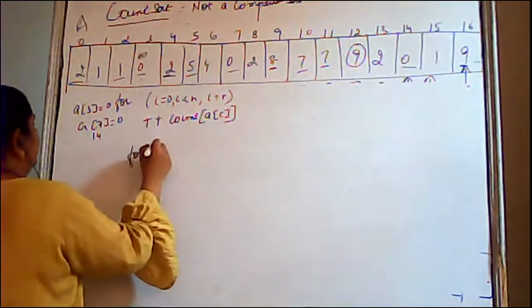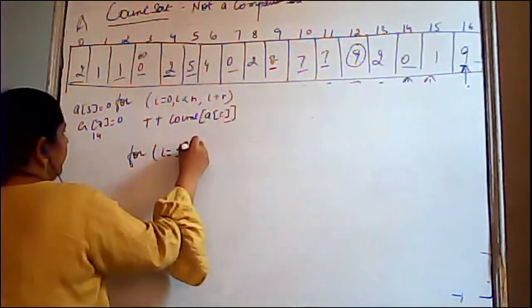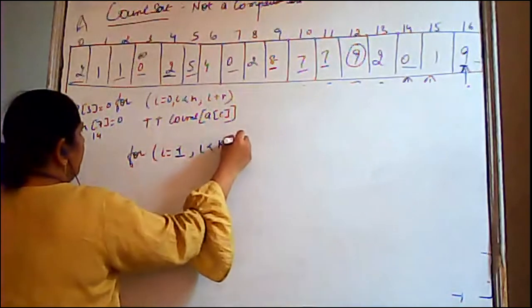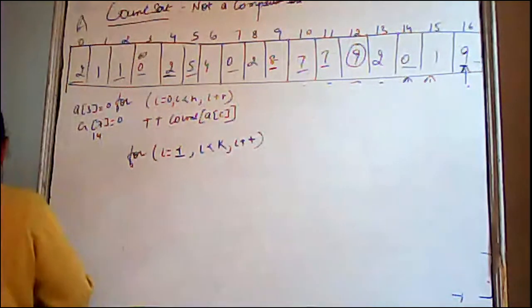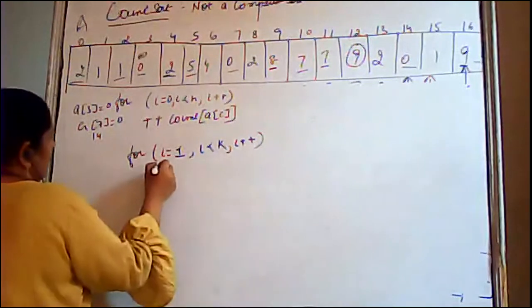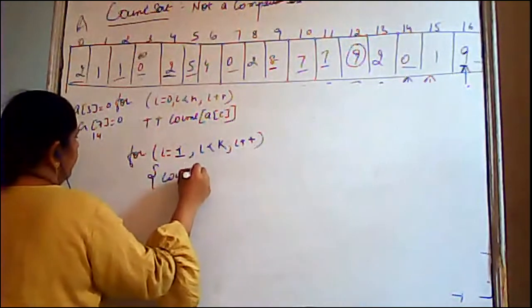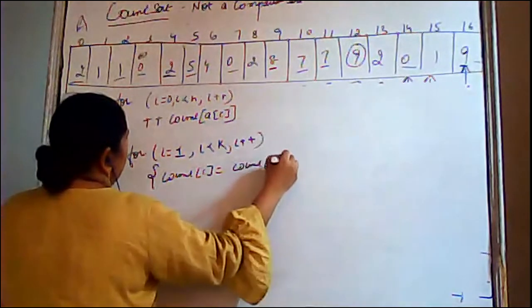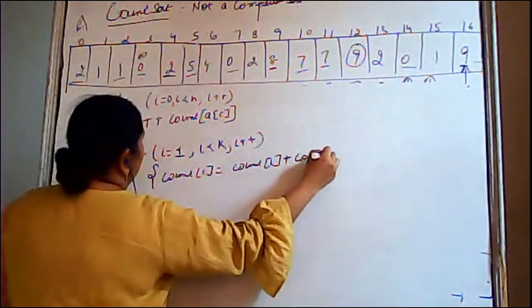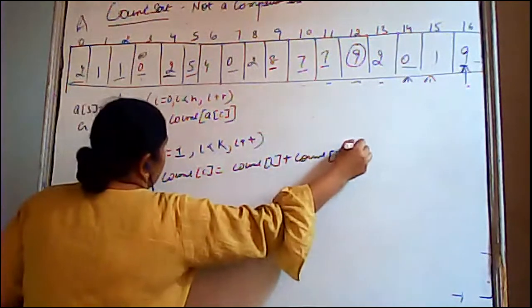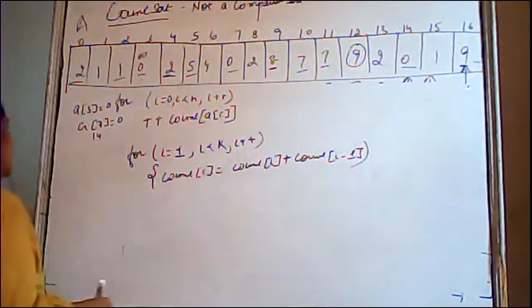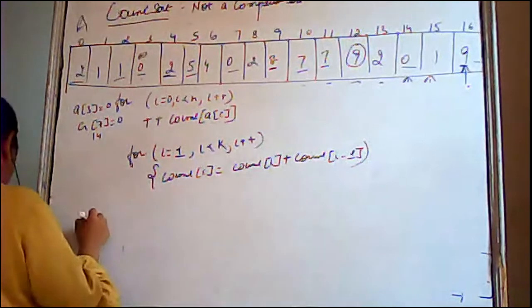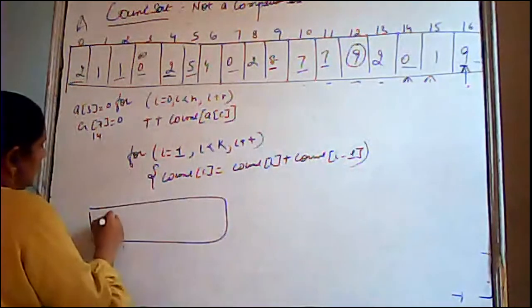Now for I is equal to 1, I less than k, I plus plus. What we are doing is: count of I is equal to count of I plus count of I minus 1. This is the cumulative frequency array where we are doing this thing.